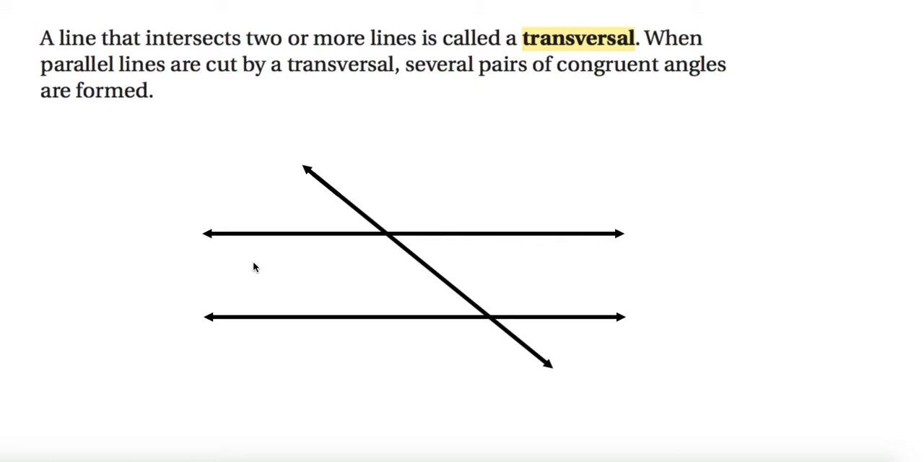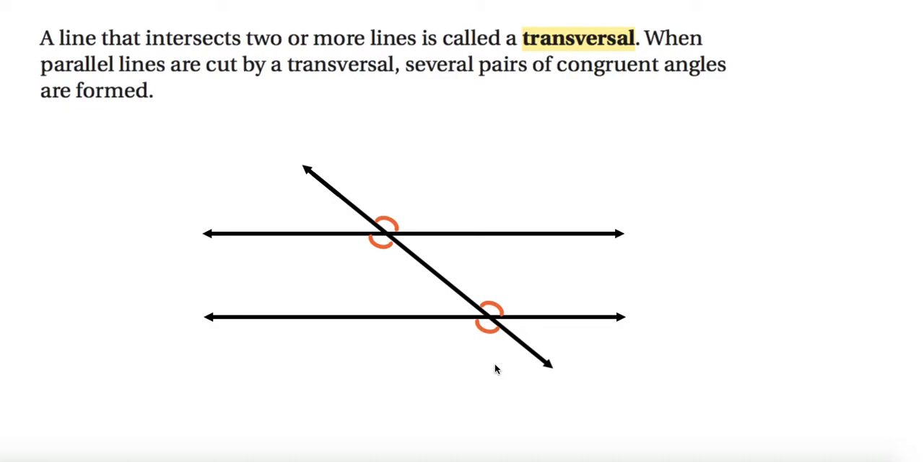A line that intersects two or more lines is called a transversal. When parallel lines are cut by a transversal, several pairs of congruent angles are formed. And we know the term congruent means the same length or the same measurement. So let's take a look.